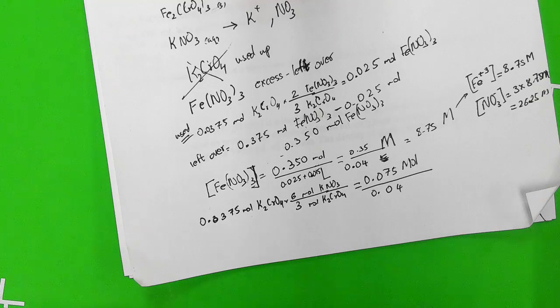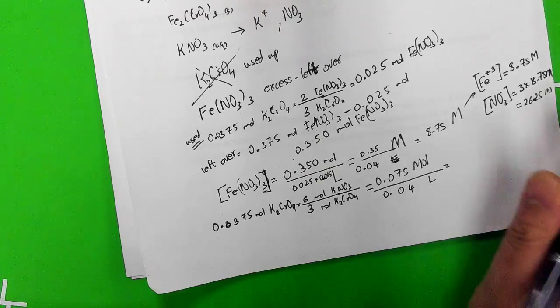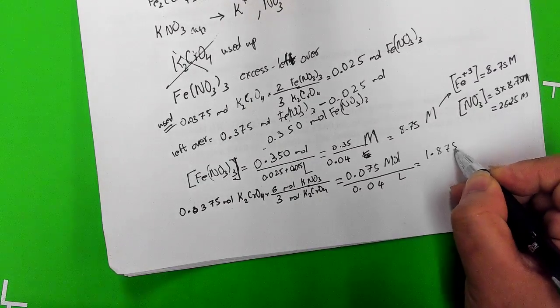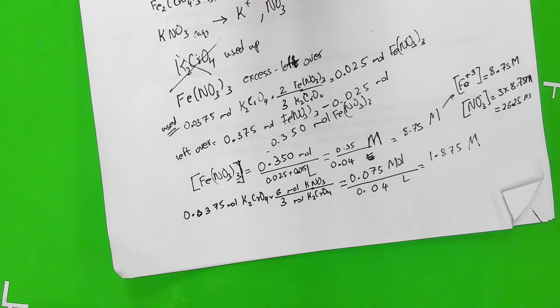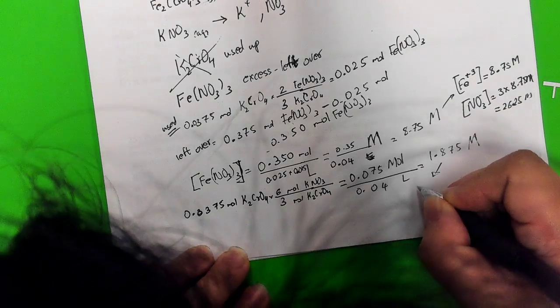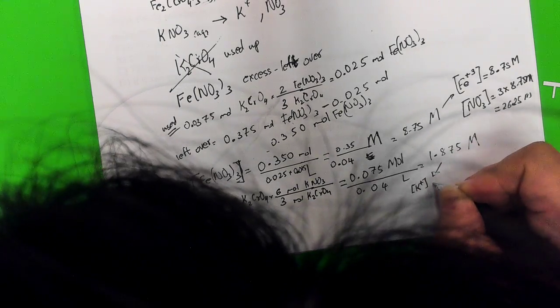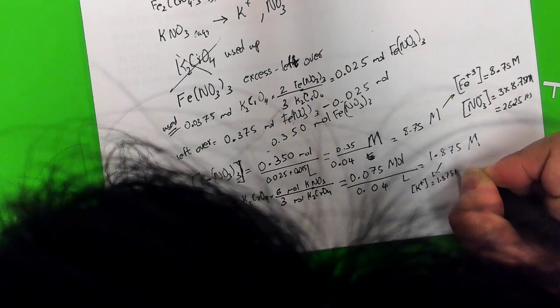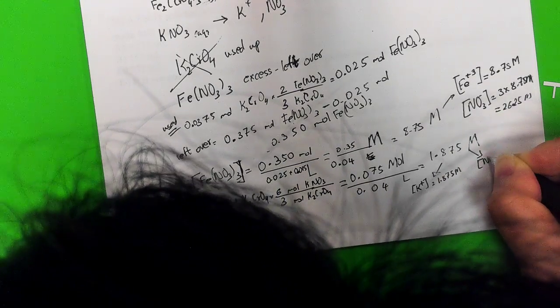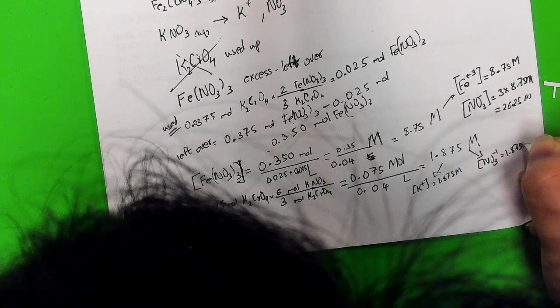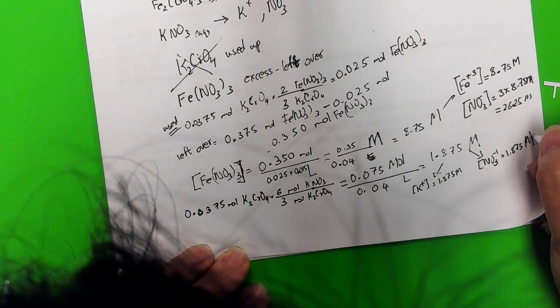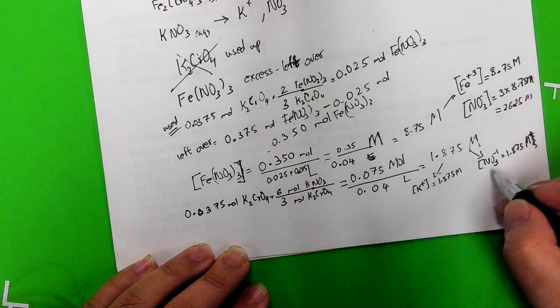Remember, it's the same volume of liquid floating in there. So that's going to give me 1.875 big M. Since K and NO3 have the same amount in KNO3, this concentration is the same as the concentration of K plus, which is 1.875 M, and also the concentration of NO3 minus 1, which is 1.875 big M.